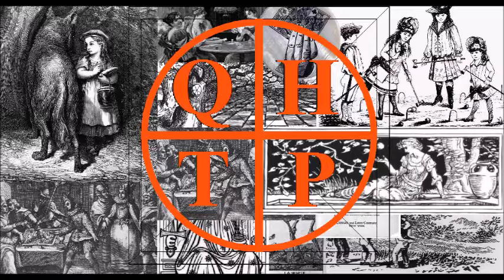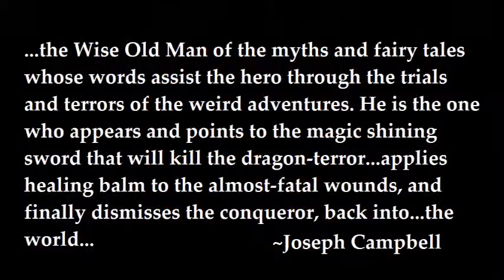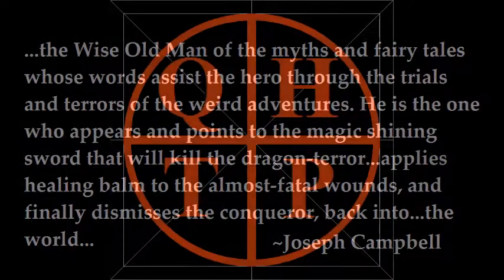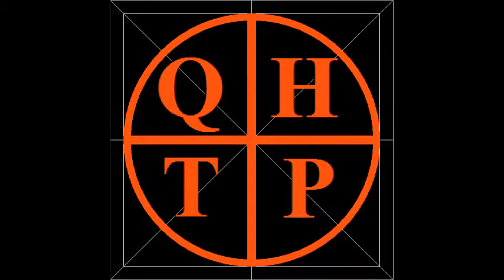In Joseph Campbell's book, The Hero with 1,000 Faces, there's a passage about this that is perfect to apply to the Harry Potter series. Campbell writes about, quote, "the wise old man of the myths and fairy tales whose words assist the hero through the trials and terrors of the weird adventures. He is the one who appears and points to the magic shining sword that will kill the dragon terror, applies healing balm to the almost fatal wounds, and finally dismisses the conqueror back into the world." Ron and Dumbledore fit this description even down to the sword of Gryffindor.